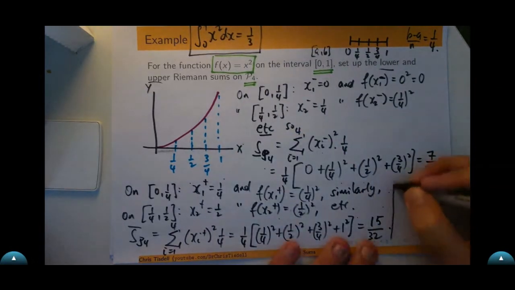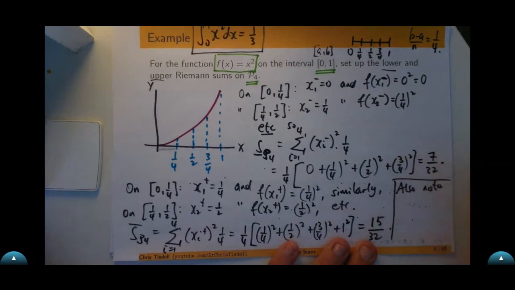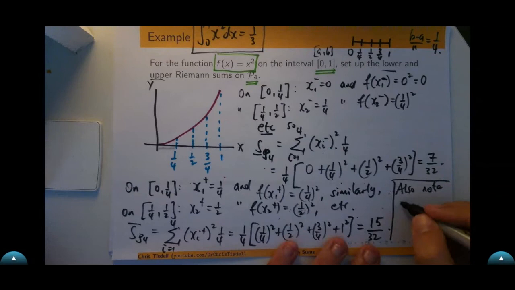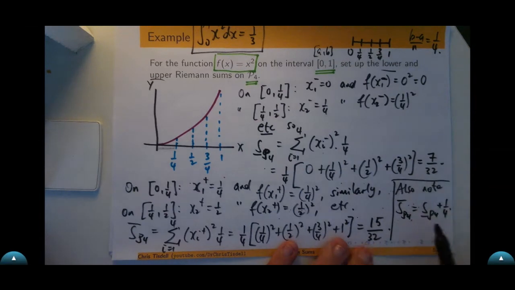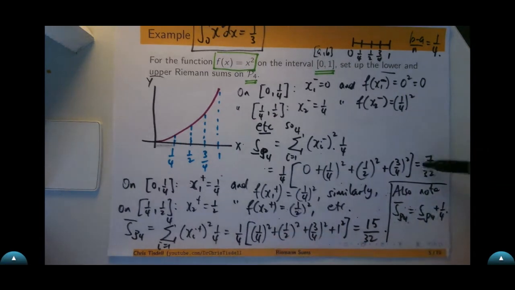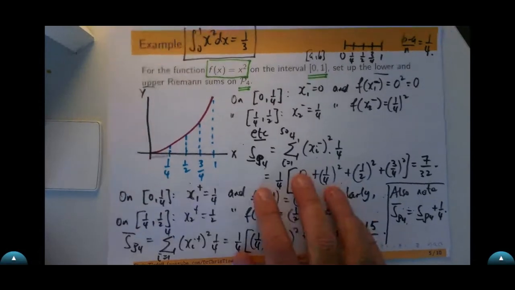Okay. So just a little note that the upper Riemann sum equals the lower Riemann sum plus 1/4. Why is that important? Because if you calculate one of the sums, you can use that to get the other sum sometimes. Okay. All right.